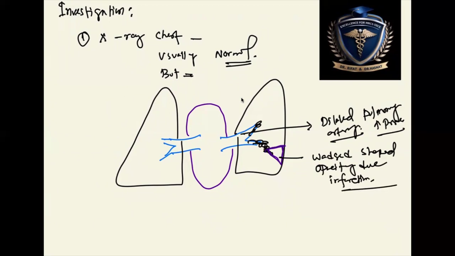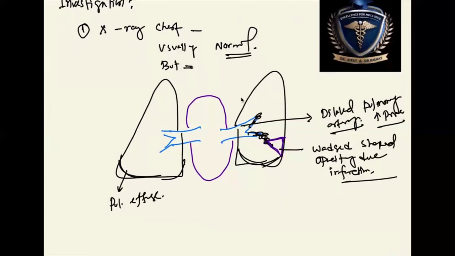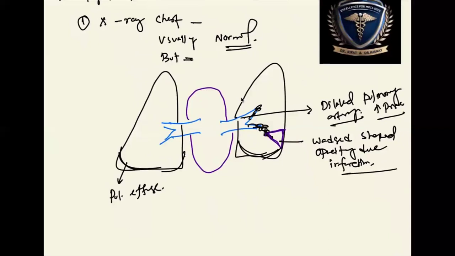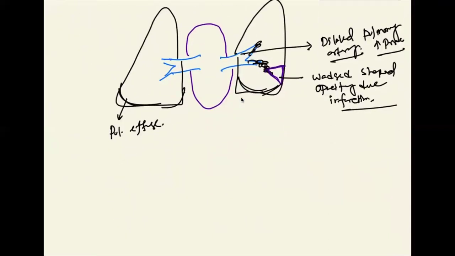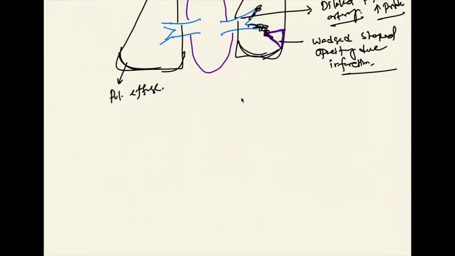You may also have some obliteration of the costophrenic and cardiophrenic angle. So there might also be some pleural effusion. These are the X-ray findings you can look for in a pulmonary embolism patient. So these are the X-ray findings. Now come to the second portion, and most important, the ECG.